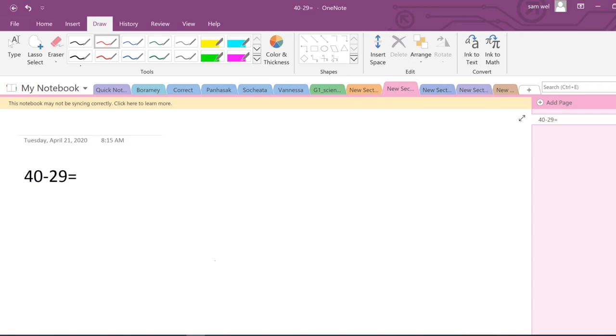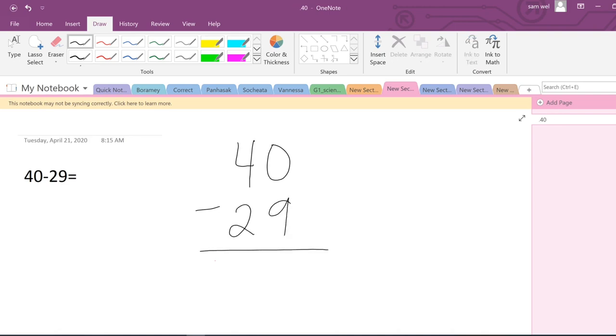Another example, 40 minus 29. 0 minus 9, you cannot, because the number here on the top is smaller than the number at the bottom. So we have to borrow 1 from 4. If we borrow 1 from 4, the 4 becomes 3. Then we have to write 1 here because we are borrowing it from 4. We need to write it next to 0. So let's do subtraction. 10 minus 9 is equal to 1.